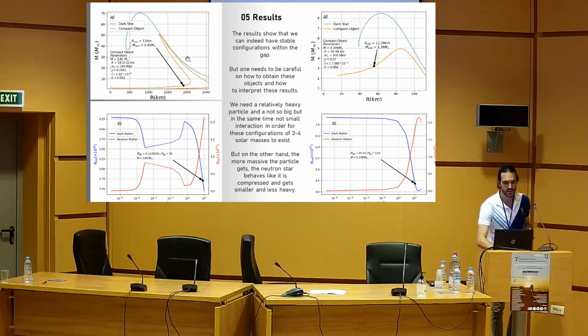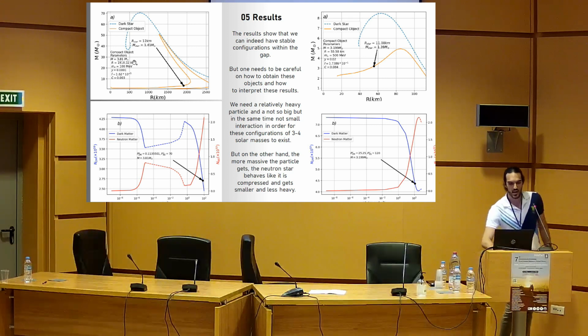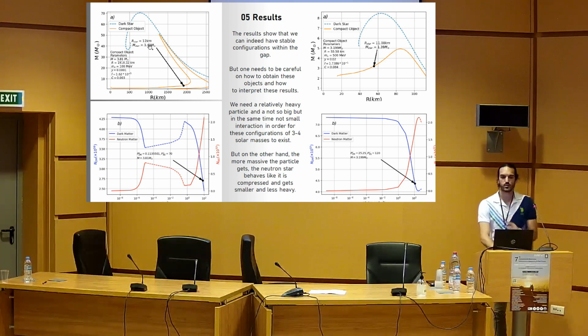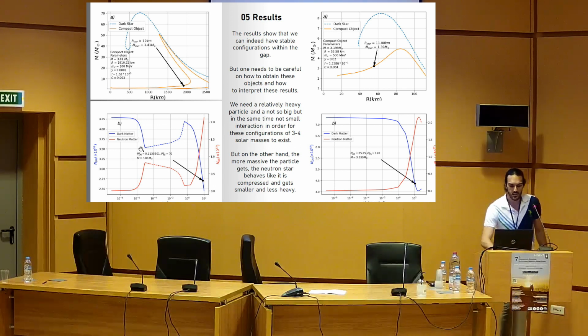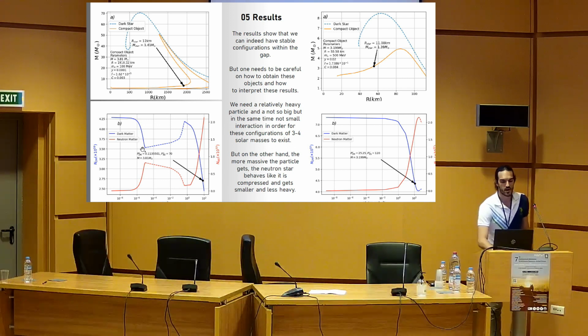And you see here that we can, in fact, with the 100 MeV particle and a very small interaction, receive a compact object of 3.8 solar masses, very big in radius, of course. And the neutron star could be a normal-looking neutron star. And you see here, this is the stability criteria. The dashed line is the unstable region, the solid line is a stable region.